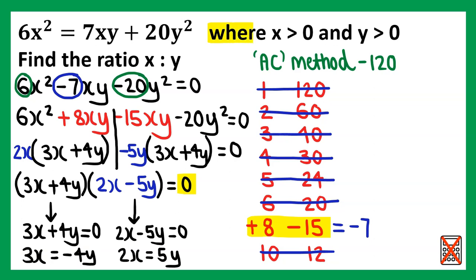Notice how in the question at the top it told us x had to be greater than 0 and y had to be greater than 0. Therefore, the correct solution needs to be where both of these were larger than 0 and both positive, which is this one on the right hand side. For every 2 lots of x, you have 5 lots of y. Therefore, the ratio of x to y would be 2 to 5.